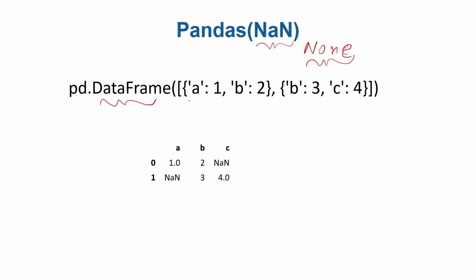Let's say we have two dictionaries. One dictionary is A, with key A and the value 1, then key B and the value 2. The other dictionary is B and C.